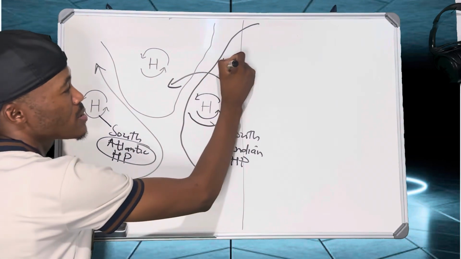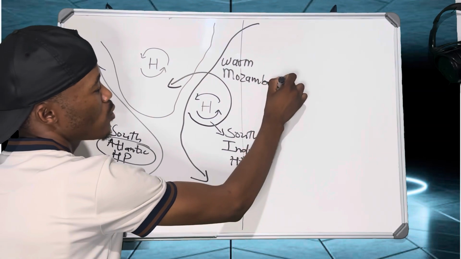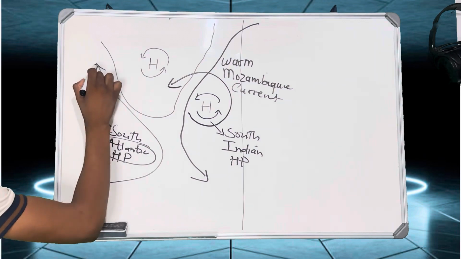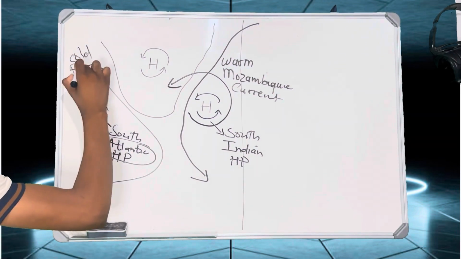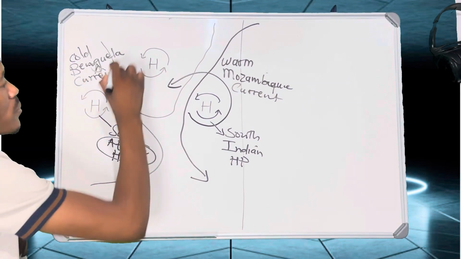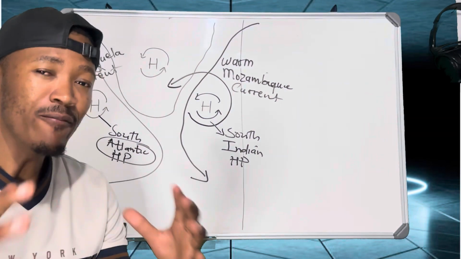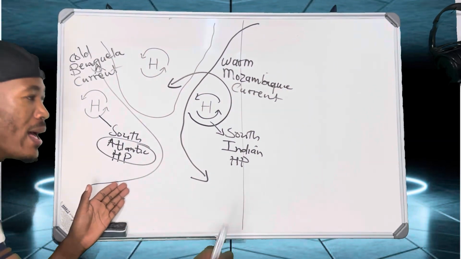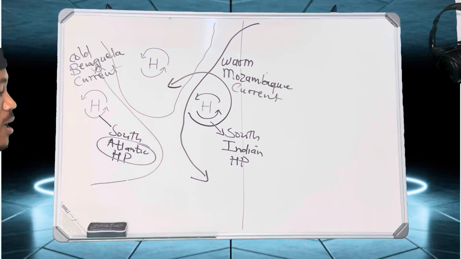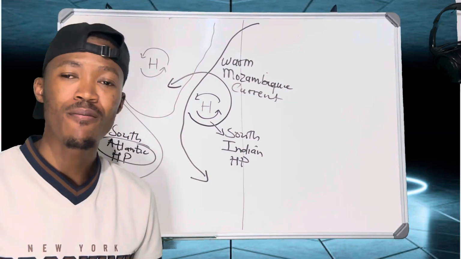So we have the warm Mozambique current on the east coast. And on the west coast, we have the cold Benguela current. Now, because of these two ocean currents, the influence coming from the South Atlantic high pressure and the South Indian high pressure will differ. Firstly, let us look at the South Atlantic high pressure and study its influence over the weather of our country.